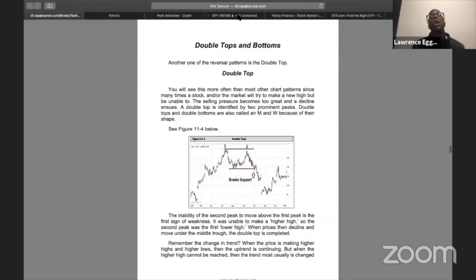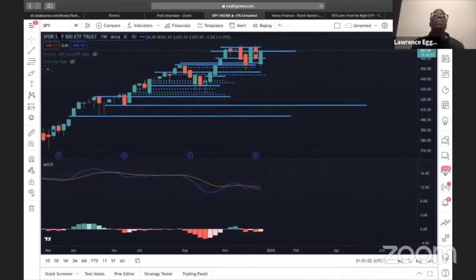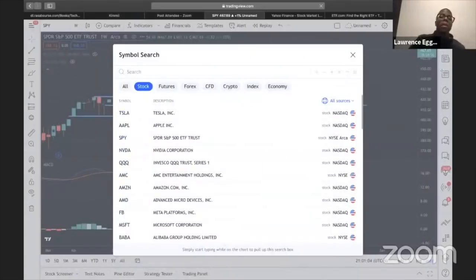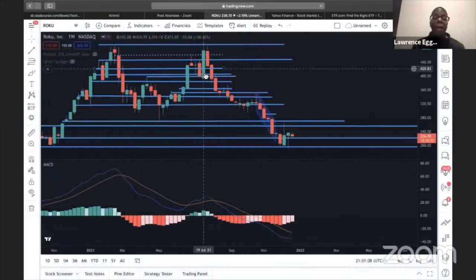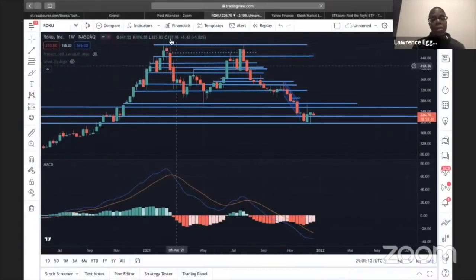I'm going to show you a couple companies that actually had double tops. Roku is one of them, and this is how you could spot Roku from pretty much a mile away. You had a double top here, one top here, one top here, and this is on the weekly time frame. I want to make sure that I'm not going over anyone's head.